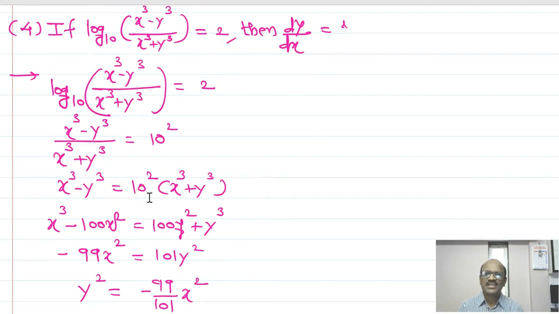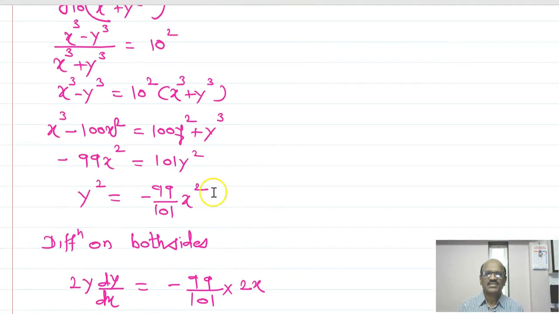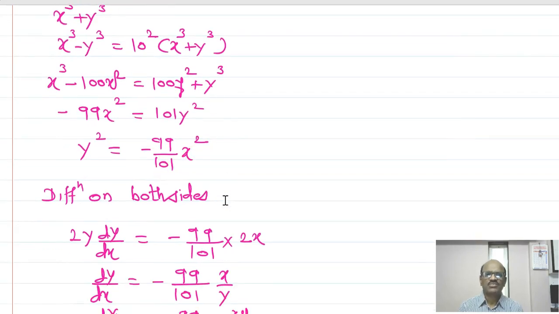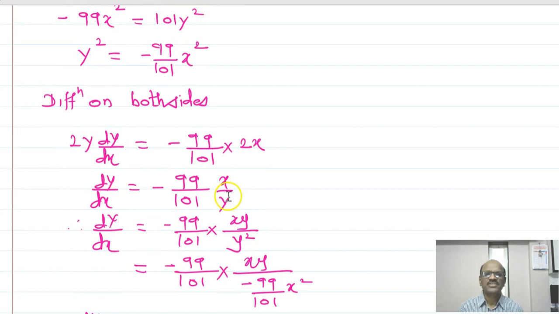x cube minus y cube is equal to 10 square in bracket x cube plus y cube, and after the simplification you will get x cube minus 100x cube plus 100y cube plus y cube, that is minus 99x cube plus 101y cube, so that y cube is equal to 99 upon 101 into x cube. Now differentiate on both sides. This is the implicit type of differentiation.